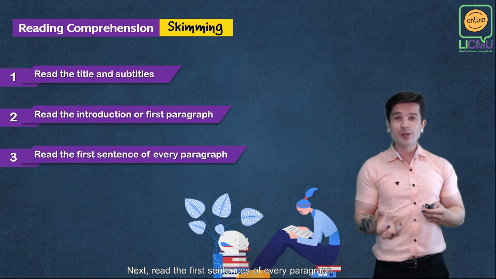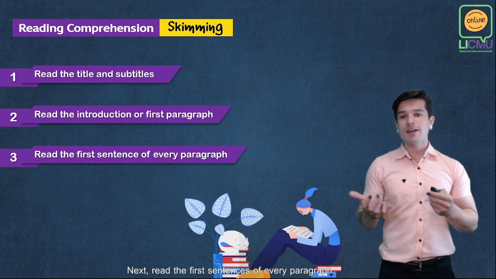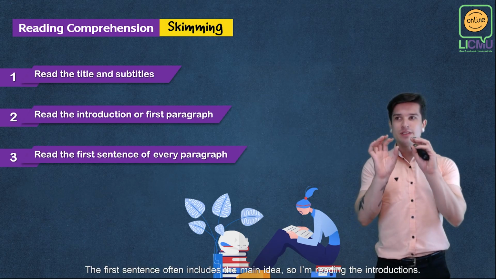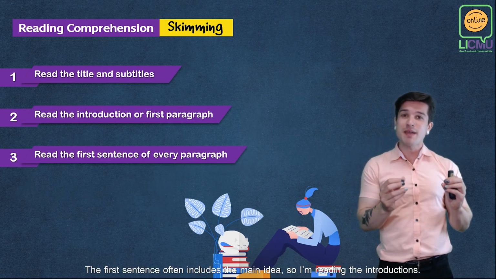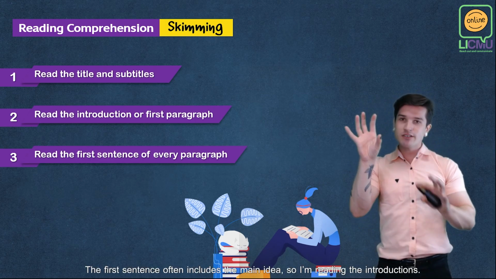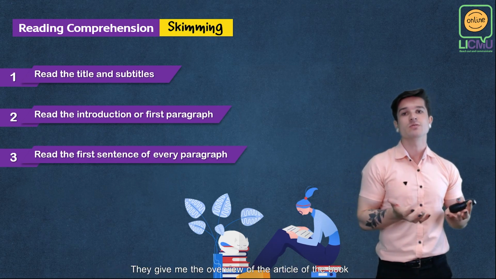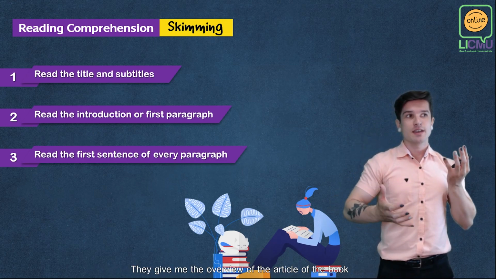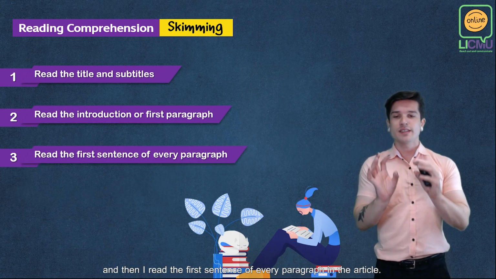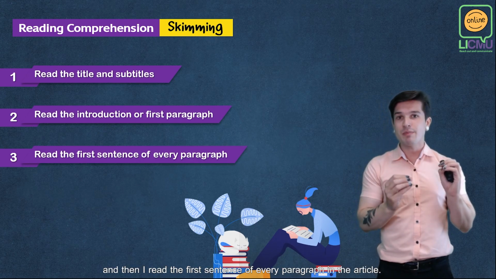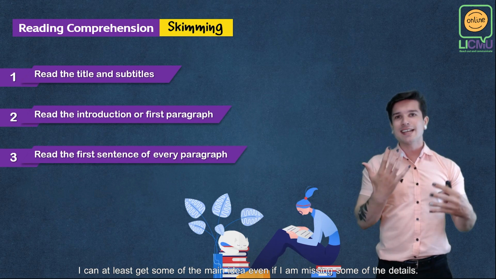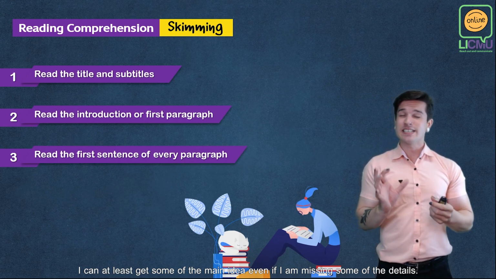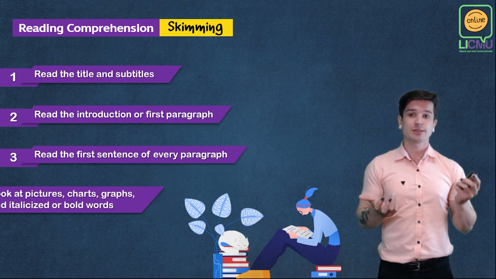Next, read the first sentences of every paragraph. The first sentence often includes the main idea. And so if I'm reading the introduction that gives me the overview of the article or of the book, and then I read the first sentence of every paragraph in the article, I can at least get some of the main ideas, even if I'm missing some of the details.